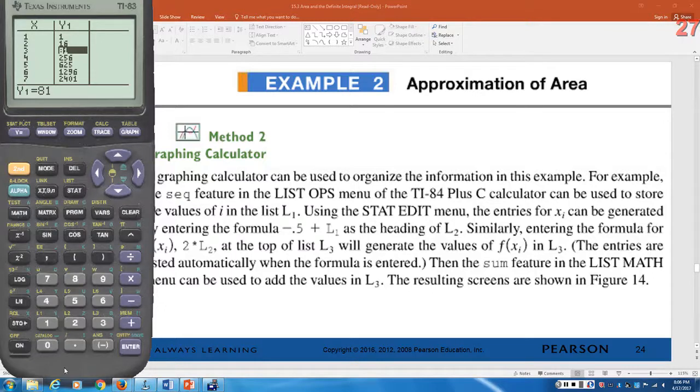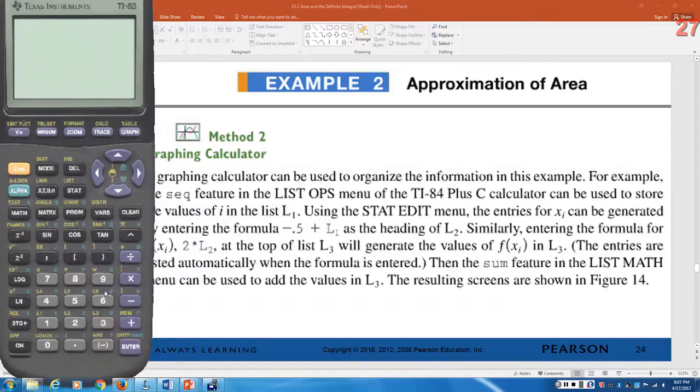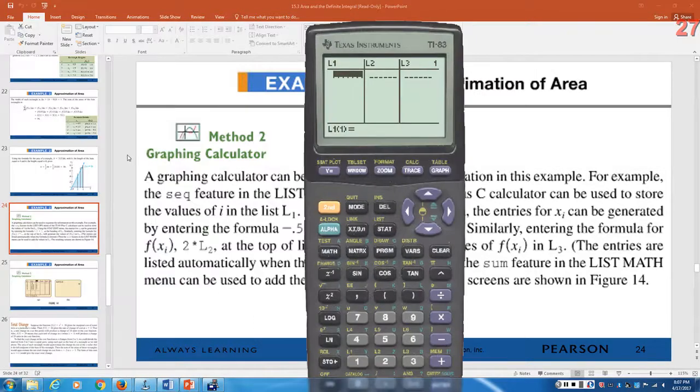Which apparently is dead. Okay, now it's alive. And we're going to go to the lists. Let's see if I can, this where we can see both of those at one time.